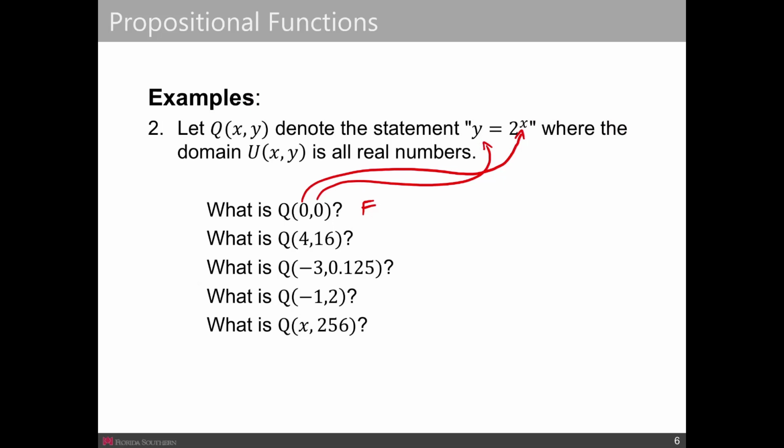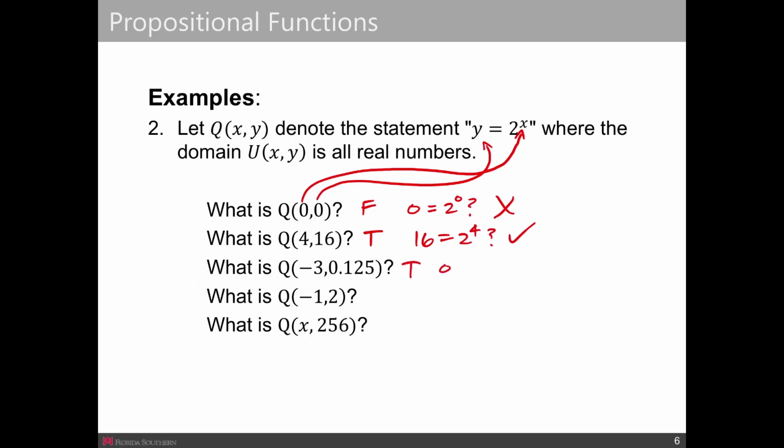The reason it's false is because we're asking ourselves, is it true that 0 is equal to 2 to the 0? No, it's not. 2 to the 0 is equal to 1. The second one, q at 4 and 16, that is true because 16 is equal to 2 to the 4th. We just plug in the values to that predicate. The third one, this is also true.